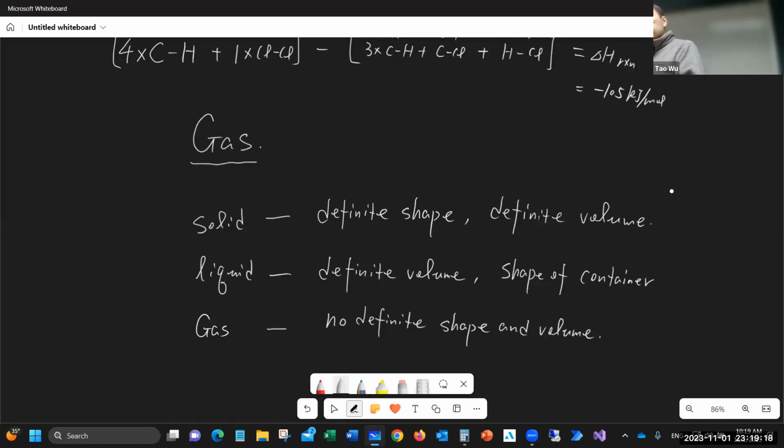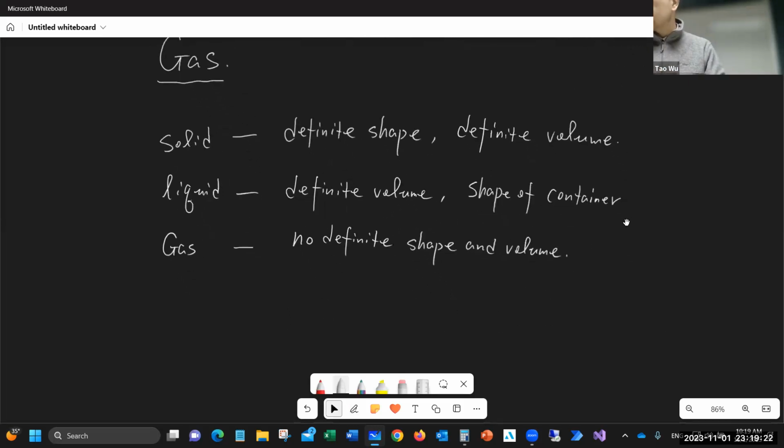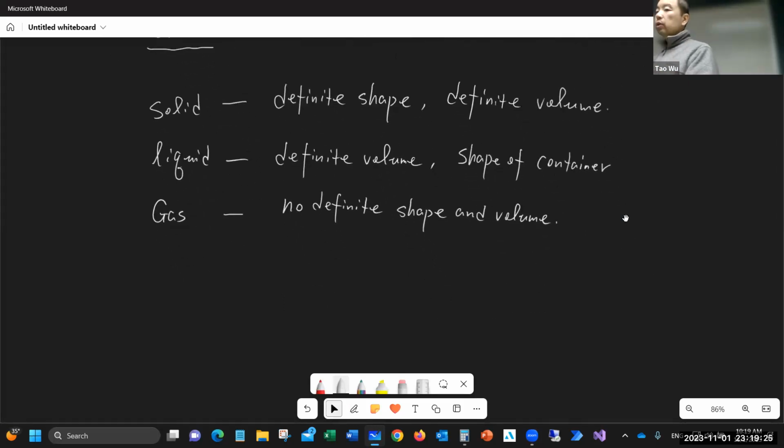So that's the difference between solids, liquid, and gas. And that is why when we determine gas, we need additional parameters. For example, when we determine gas, we need to use 4 different parameters: pressure, temperature, volume, and the mole of gas.